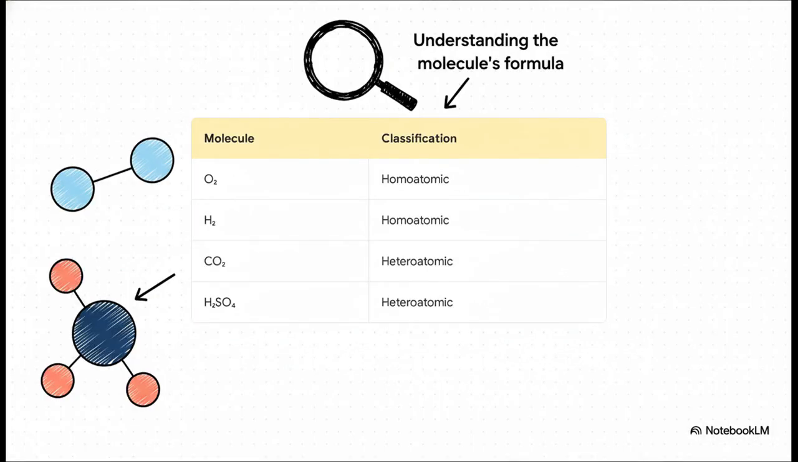And this is really where it all begins. Before you can even start using the mole, you have to know what you're looking at. So one of the first things the source lecture covers is this basic classification. Is your molecule homoatomic, meaning it's made of all the same kind of atom, like oxygen gas? Or is it heteroatomic, made of different kinds of atoms, like carbon dioxide? It sounds simple, but it's the critical first step. You've got to know what you're counting before you can figure out how many there are.